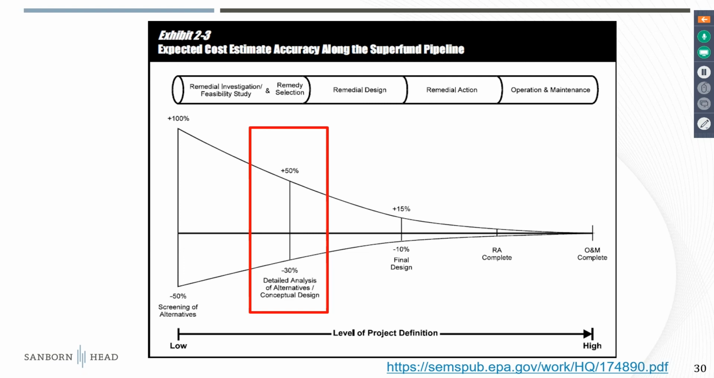And then as you move forward in the process, you get to final design. Your remedial alternative is going to be more defined, and hopefully you'll be able to get a better cost estimate. Your cost uncertainty window narrows considerably. But that's what we're shooting for at the FS level, roughly: that plus 50, minus 30%.